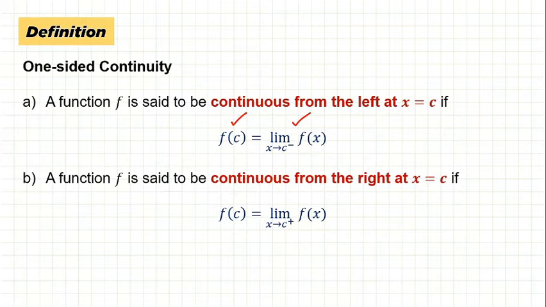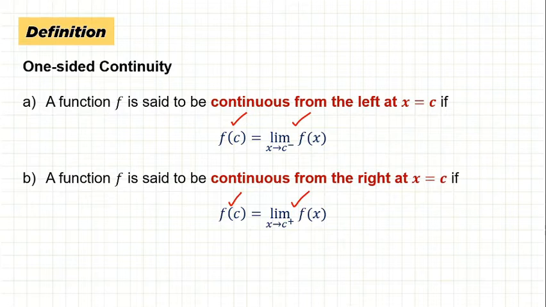Okay? And a function f is said to be continuous from the right at x equal to c if f of c is equal to the limit of f of x as x approaches c from the right. So dito naman, yung value ng function ay the same dapat sa right-hand limit. That's why ang tawag dito ay mga one-sided continuities. So we have continuous from the left and continuous from the right.